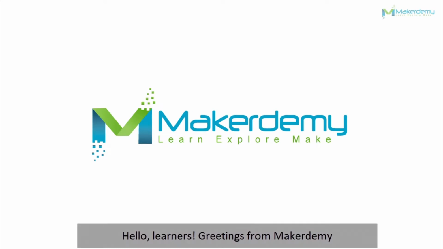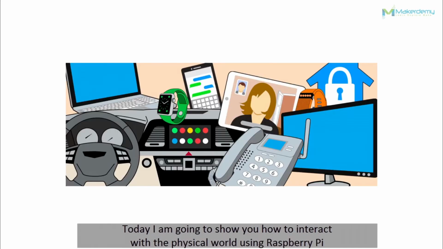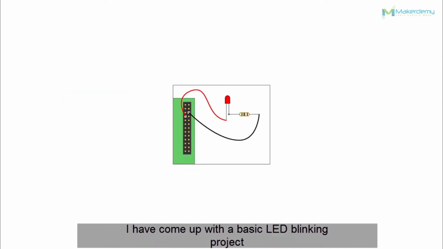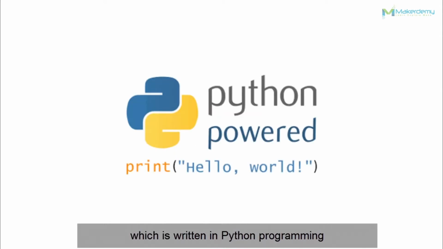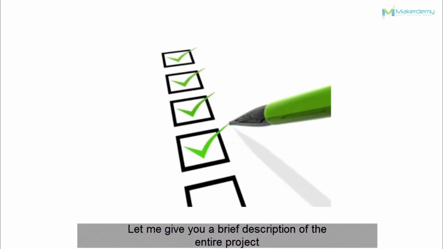Hello learners, greetings from Macademy. Today I am going to show you how to interact with the physical world using Raspberry Pi. I have come up with a basic LED blinking project which is written in Python programming. By doing so, you will learn how to start with physical computing. Let me give you a brief description of the entire project.